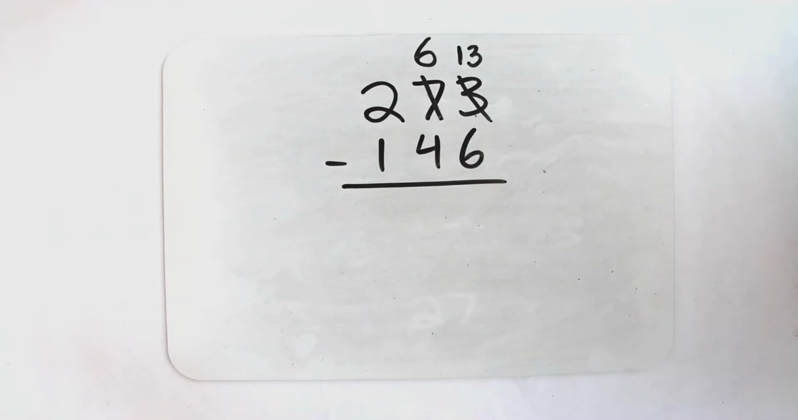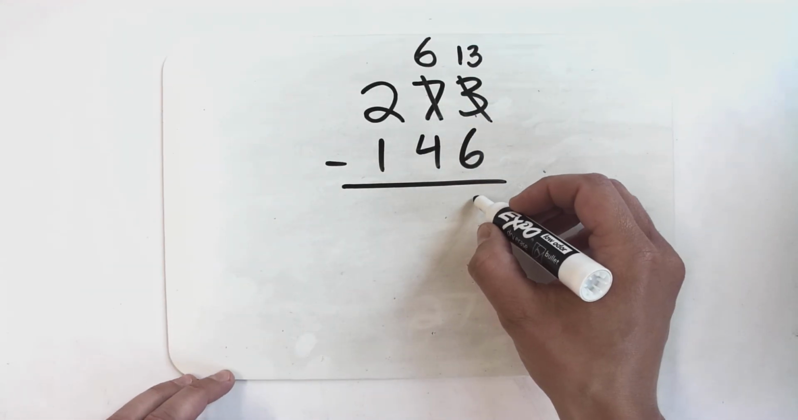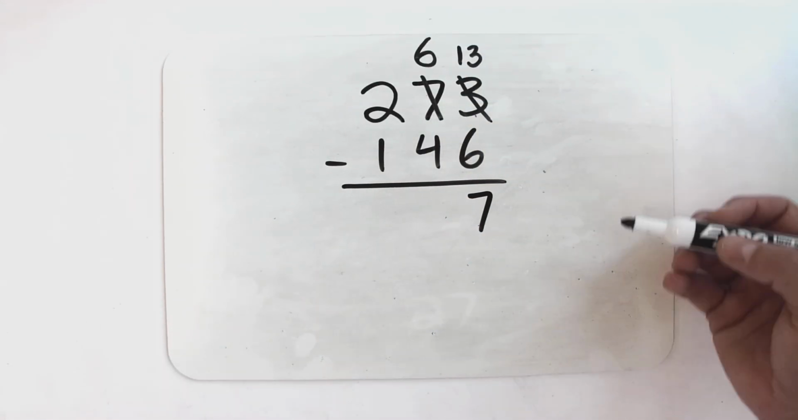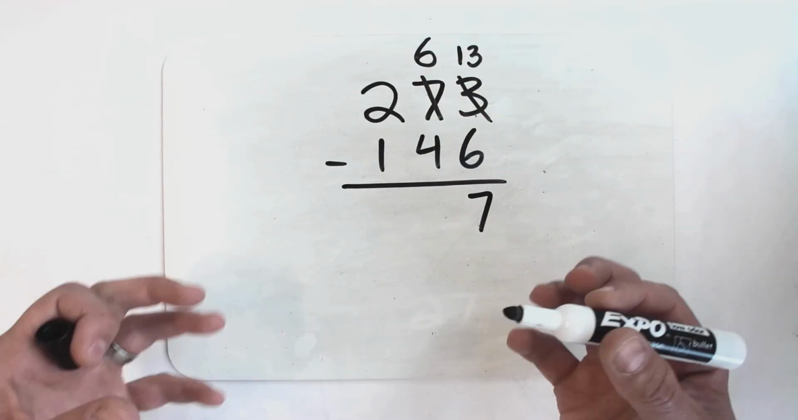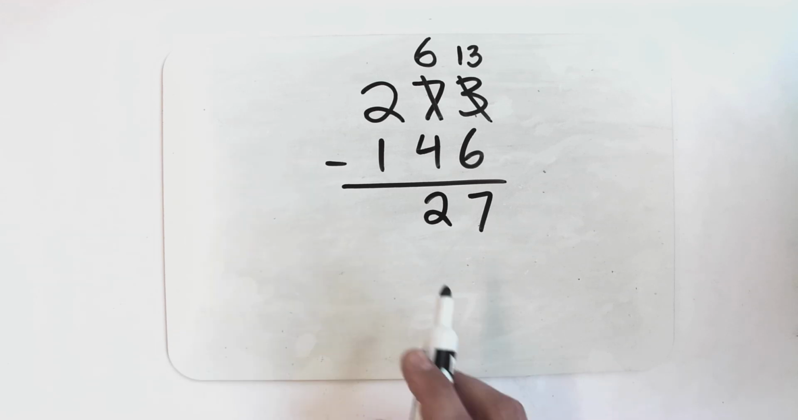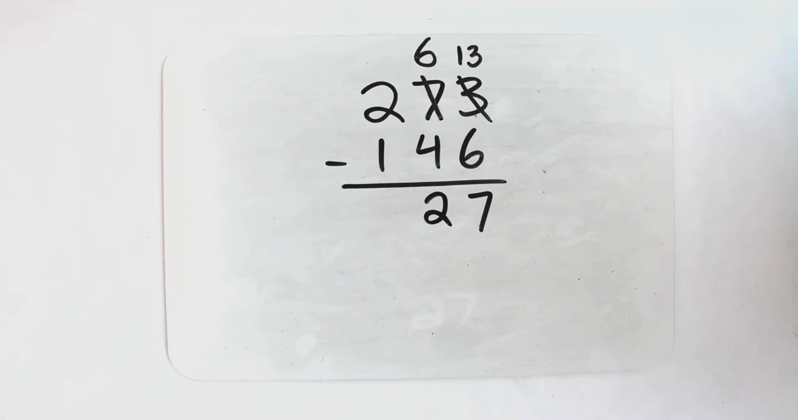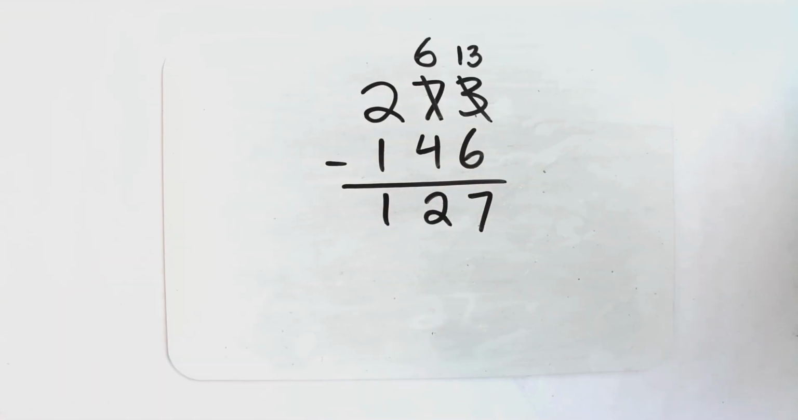From there, now we have 13 ones. We can subtract 6, which would leave us with 7. Then we move on to our 10s column. We have 6 10s and we need to subtract 4 10s. Take 4 10s away, and that would leave 2 10s. In our hundreds place value, we have 2 hundreds. We need to take away 100, so that would leave us with 100. So that would leave us with 127.